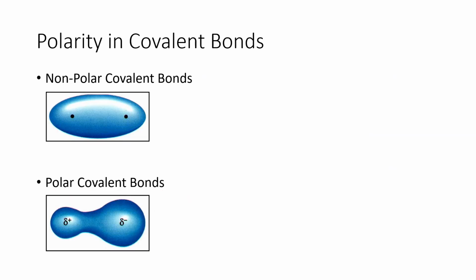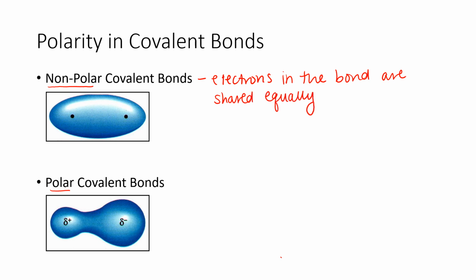All right, so now that we know how to name covalent molecules, let's look at another property that we see in covalent molecules, and that property is called polarity. So there are two different types of covalent bonds that exist. We've got nonpolar covalent bonds and polar covalent bonds. In nonpolar covalent bonds, the electrons in the bond are shared equally between the two atoms that make up that bond.